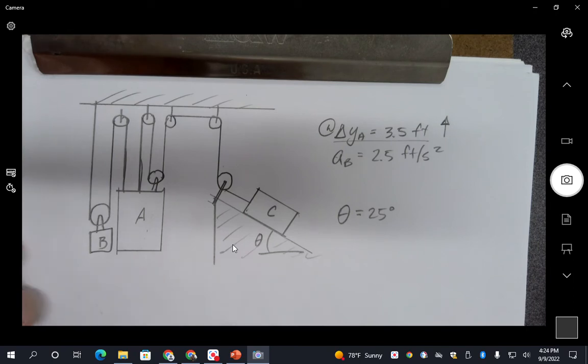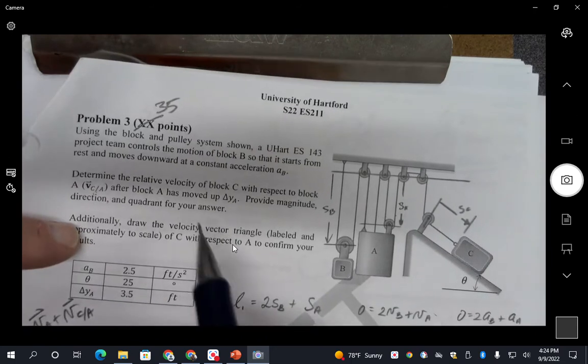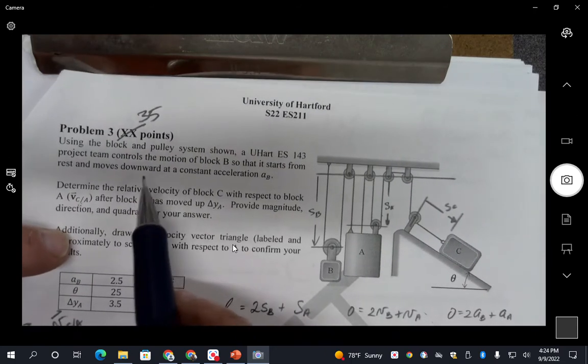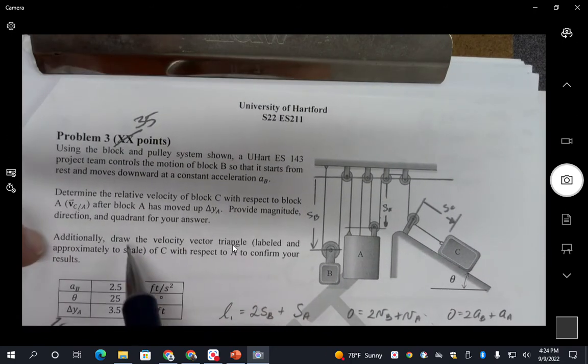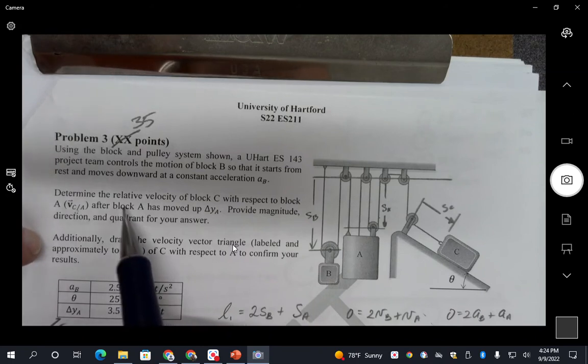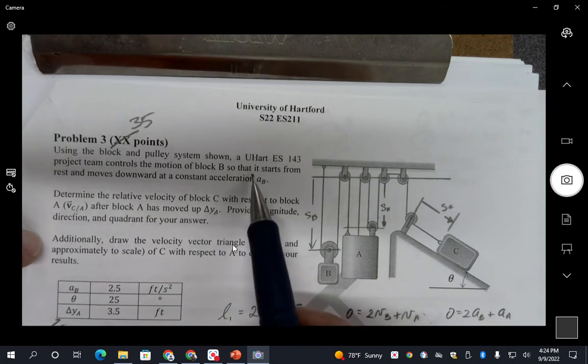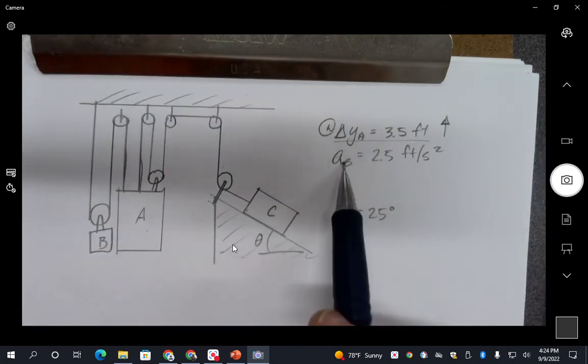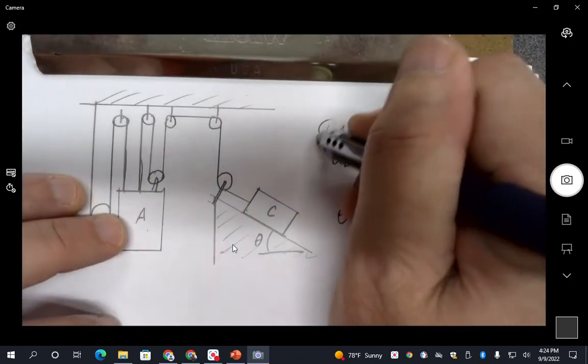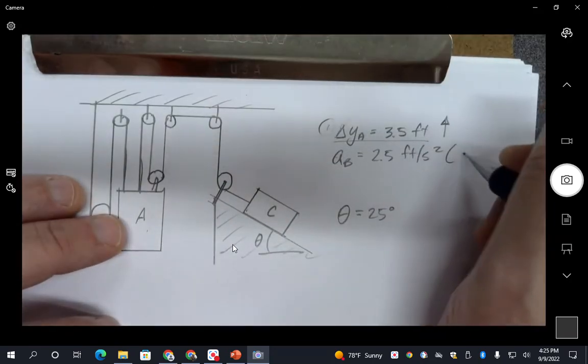Let me read it again. I'm starting to question myself. Determine the, okay. Oh, no, this is constant. Yeah, this is constant, okay. Duh.